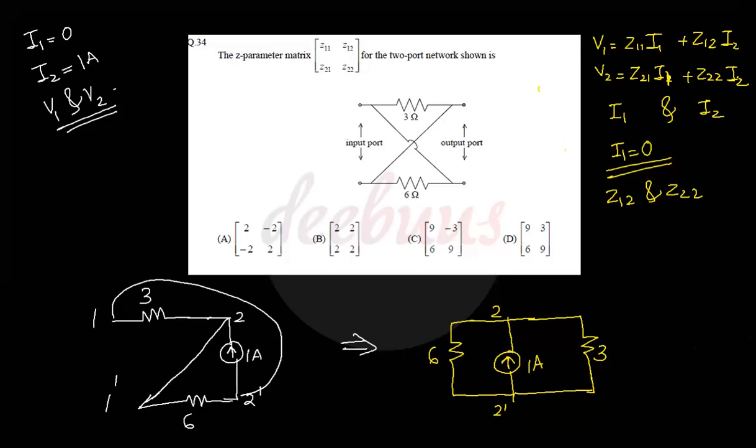Now we have to remember that point 2 is 1 dash also, right? Because 2 is connected directly to 1 dash. So our terminal 2 is 1 dash also. Similarly 2 dash is 1 also, right? So 2 dash is 1 also. Now we can calculate what V1 and V2 are, right? V1 is the voltage between these 2 points, right?